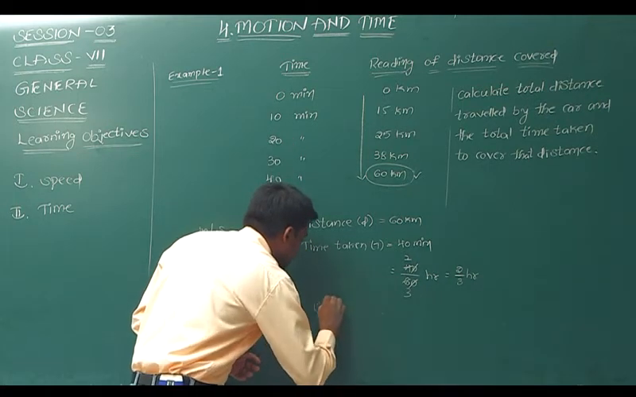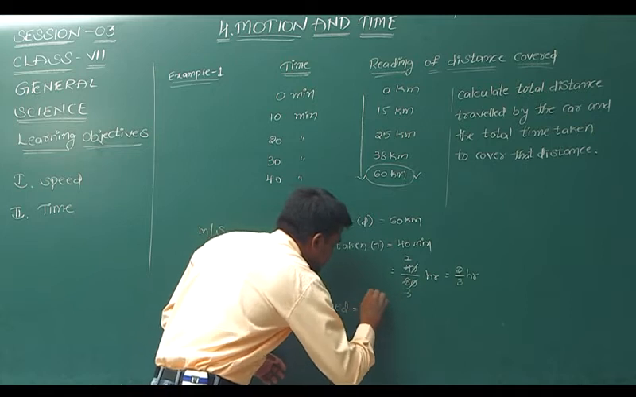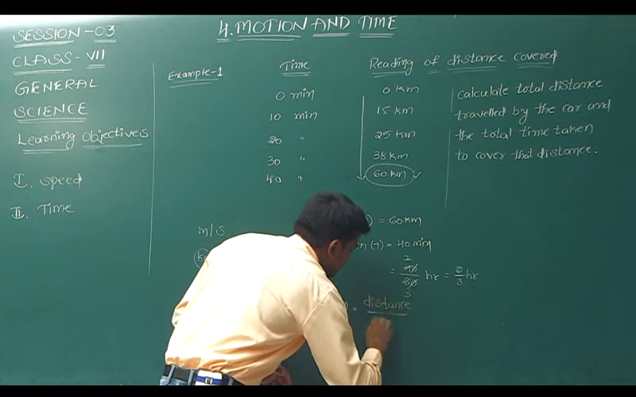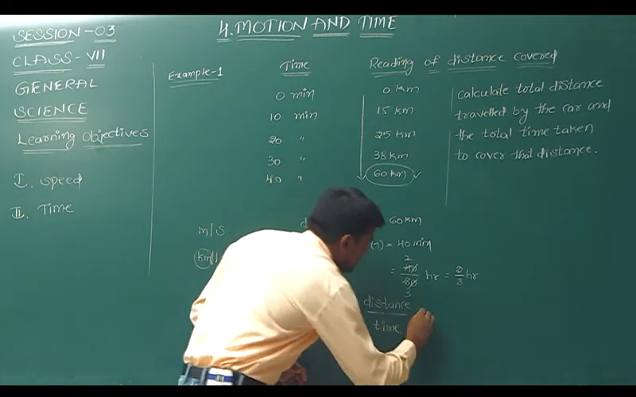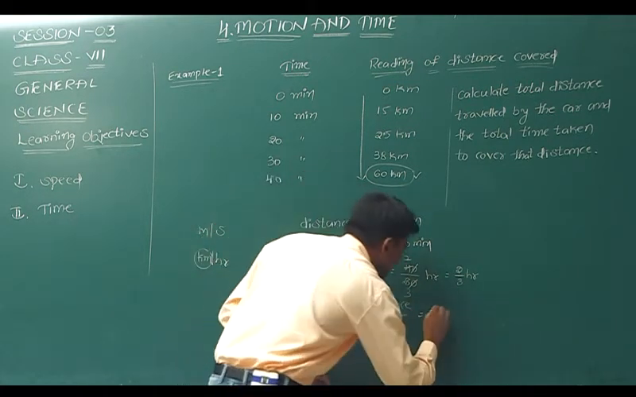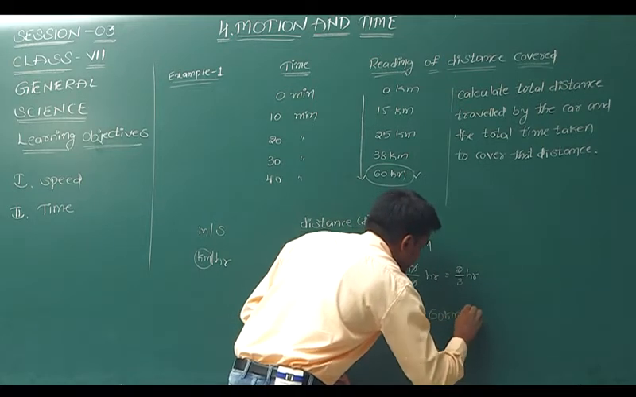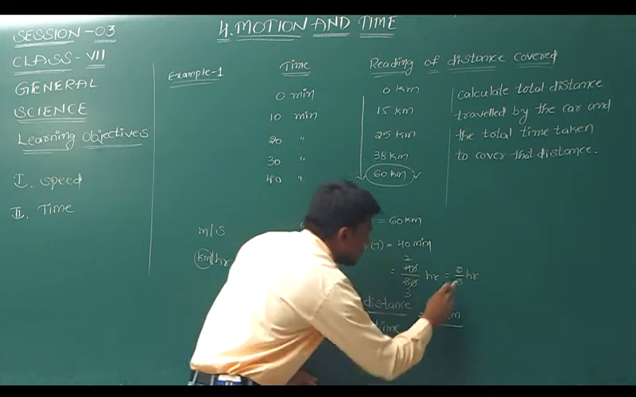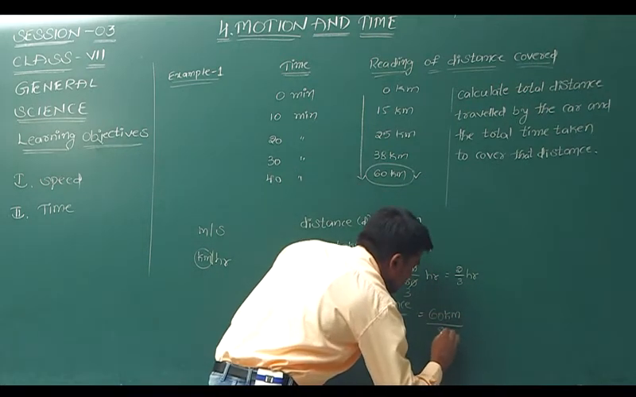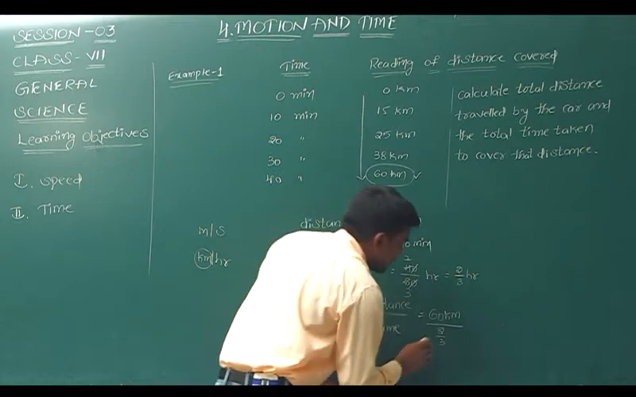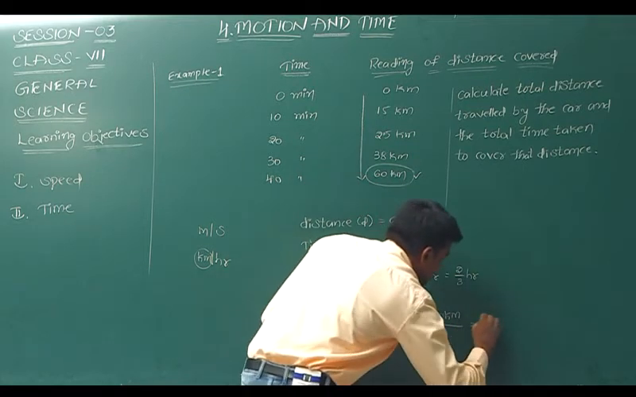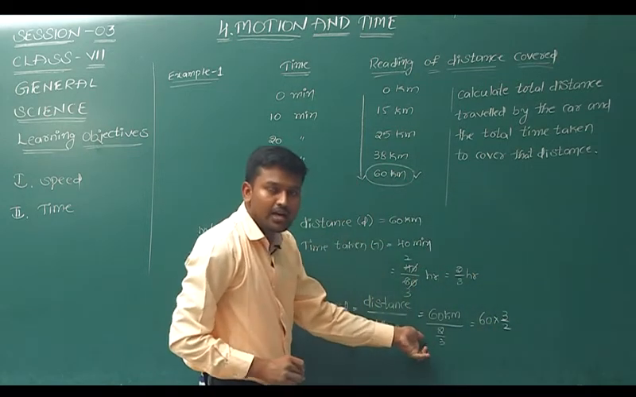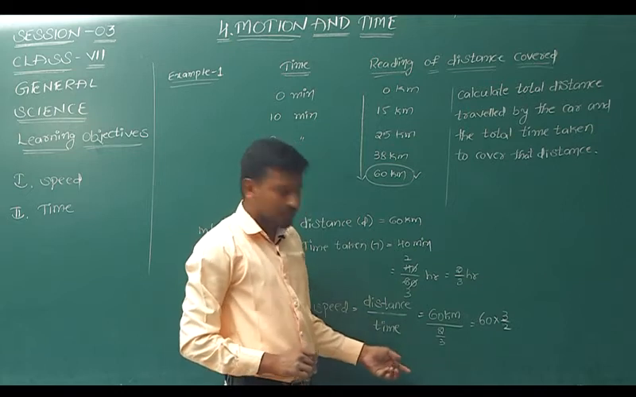What is the formula for speed? Speed is equal to distance by time. What is the distance value? The distance value is 60 kilometers, and what is the time taken? That is divided by 2 by 3 hours. Simply we can write it as 60 into 3 by 2. I am taking the reciprocal value of 2 by 3.